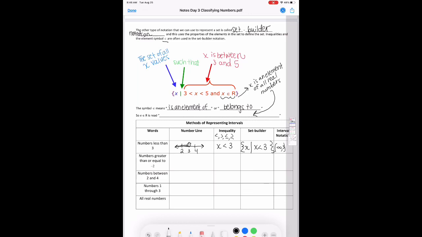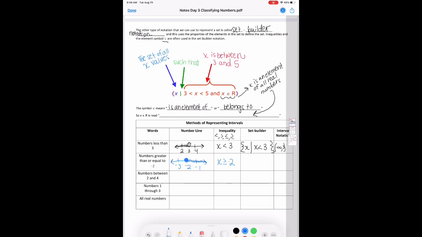All right, next one, we have numbers greater than or equal to -2. On a number line, if we have -2 as our critical number, do write that on there, and then write a number less than and a number greater than. If we are greater than or equal to -2, that's a closed dot, and greater than means we shade to the right. In an inequality, we're going to write x is greater than or equal to -2.